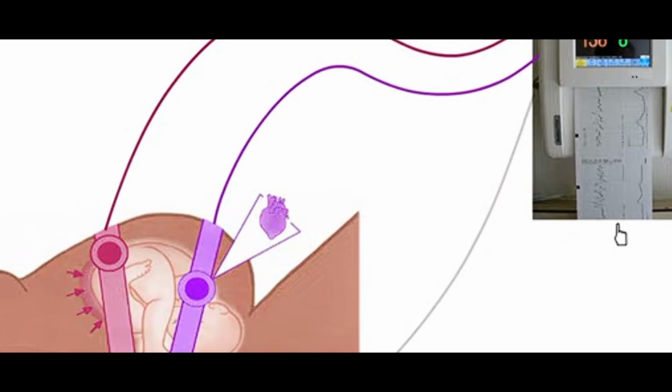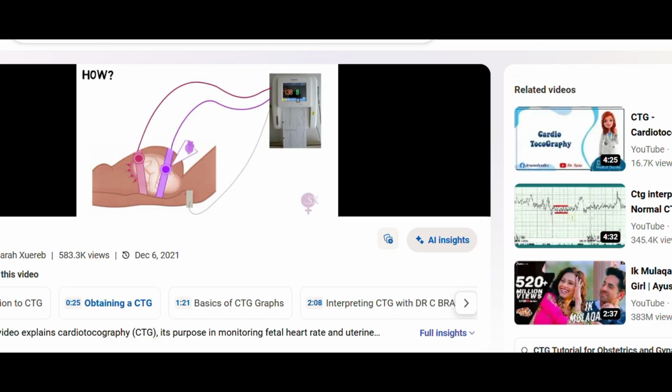The monitor displays the fetal heart rate over here and the tocometry measurement here. CTG monitors can also measure the maternal parameters, including blood pressure and maternal heart rate.